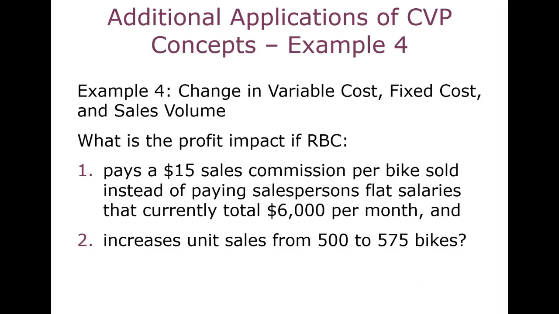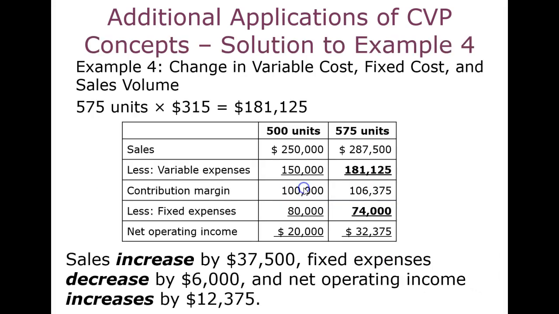Here's another example. Again, what's the profit impact if we pay $15 sales commission per bicycle sold instead of paying the salespersons' flat salaries that currently total $6,000 per month? This was part of the fixed expenses. Sales increased from 500 to 575. I guess the salespeople are more motivated to sell if they get a commission for every bicycle they sell. So let's see what happens if we increase the number of units sold and we change the cost structure.